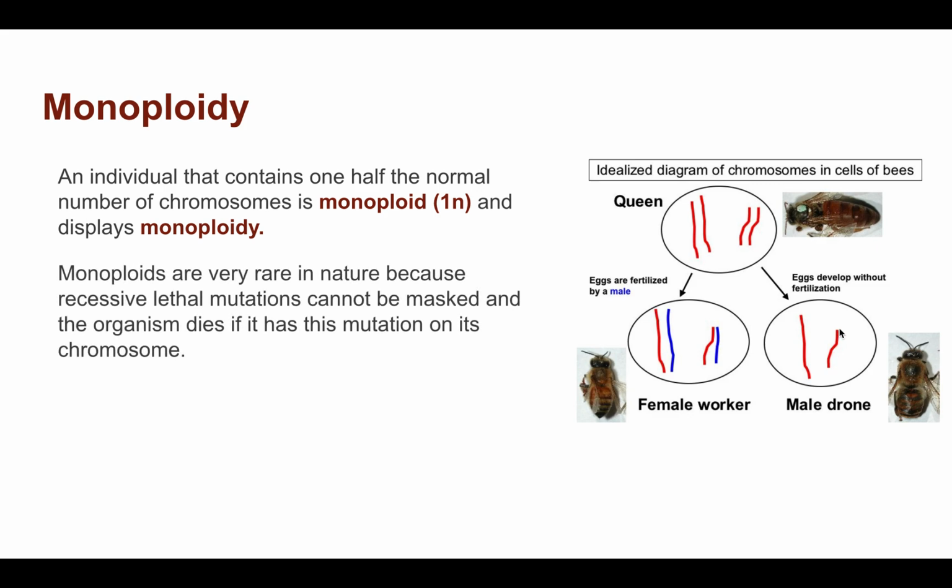There's not a lot of them. They're in the insect kingdom, and there are a few other organisms that you'll read about in your textbook. Not in humans. It would be lethal in humans. But also it can be a problem because, like with the sex-linked, if this male drone has got a dodgy gene on here, a lethal gene, there's nothing to mask it. There's not a dominant gene to protect it.